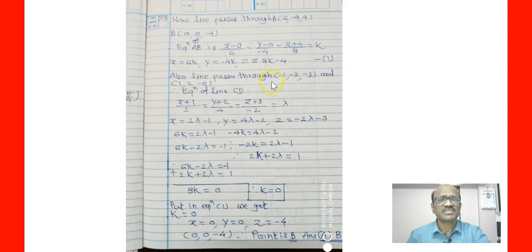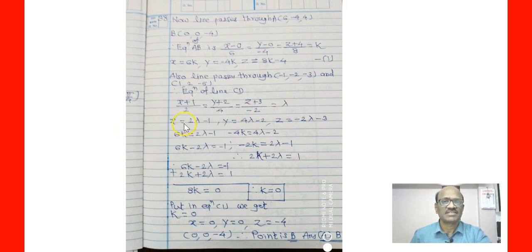For the second line, it passes through these 2 points. Therefore, the equation of CD: this line passes through the point C, so its equation is x minus x1, that is, the minus becomes plus. Again, their direction ratios: 1 minus (-1) becomes 2. That is, (x plus 1) upon 2, (y plus 2) upon 4. These are the direction ratios of C and D: 2, 4 and minus 2, equals lambda.